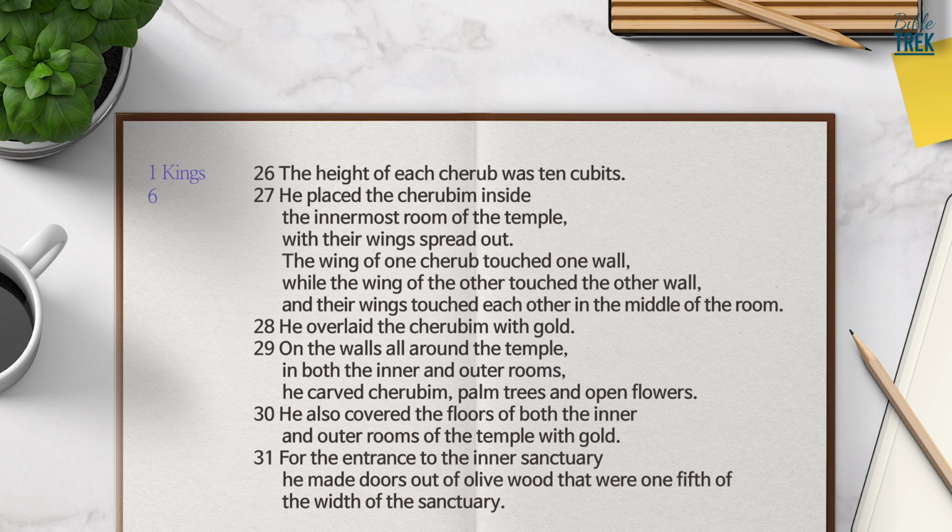On the walls all around the temple, in both the inner and outer rooms, he carved cherubim, palm trees, and open flowers. He also overlaid the floors of both the inner and outer rooms of the temple with gold. For the entrance to the inner sanctuary, he made doors out of olive wood that were 1/5 of the width of the sanctuary.